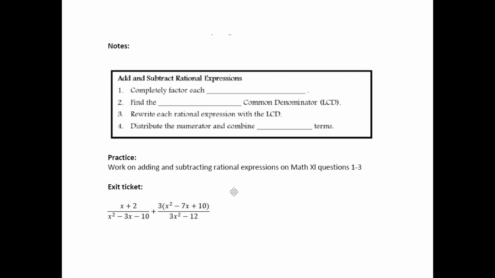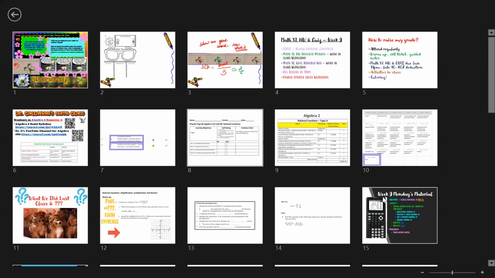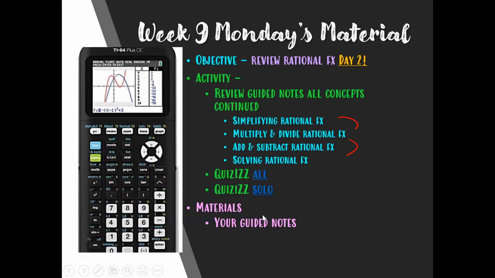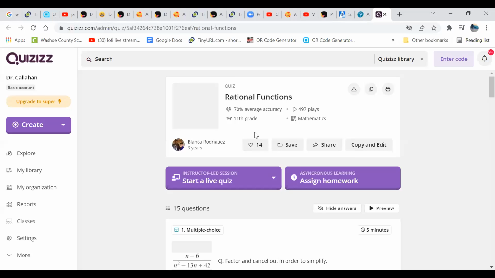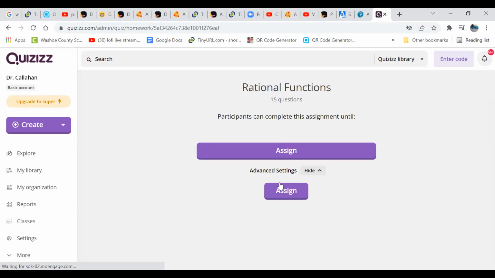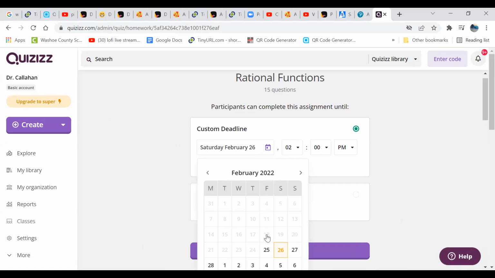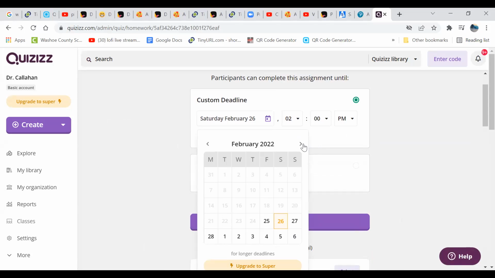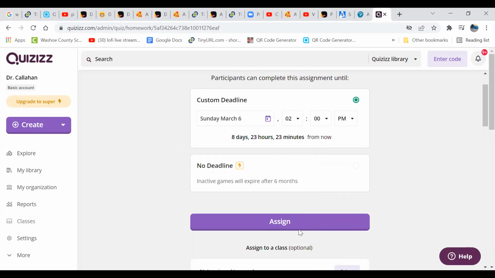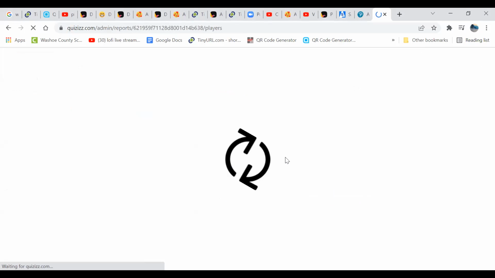So then what I'm going to have you guys do is you're going to go ahead and practice what a quiz is today. So this is what it looks like. It is a solo quiz. It's 15 questions and I'm actually going to assign it to you guys as a homework assignment. So you guys have until Sunday of this week to complete it. And so it's 8 days from now. And I'm just going to hit assign.